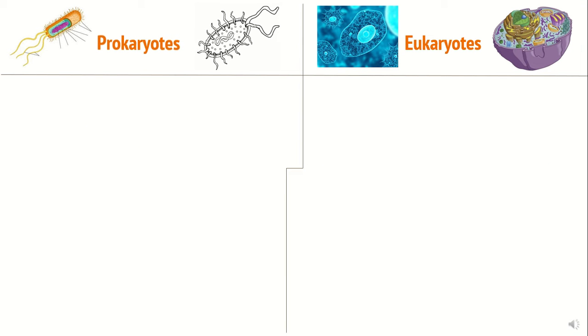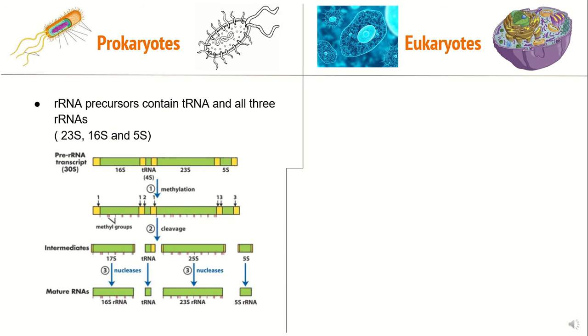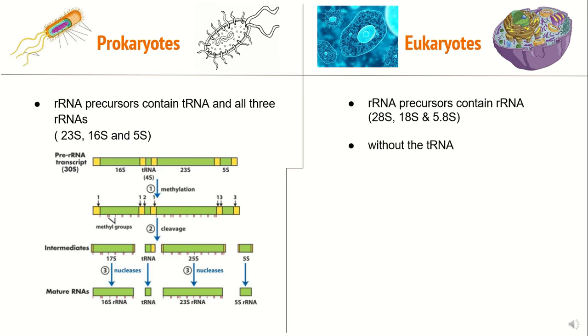For prokaryotes, bacterial rRNA precursors contain tRNA as well as all 3 rRNAs, which are 23S, 16S, and 5S, while for eukaryotes, rRNA precursors contain rRNA including 28S, 18S, and 5.8S without the tRNA. 5S rRNA is synthesized by RNA polymerase III and modified separately.